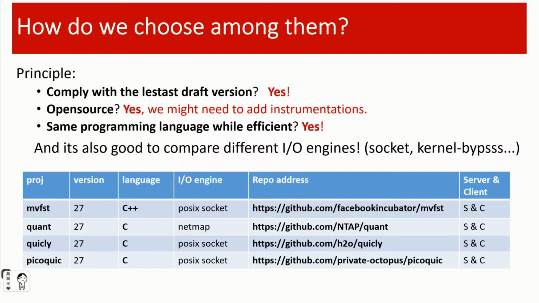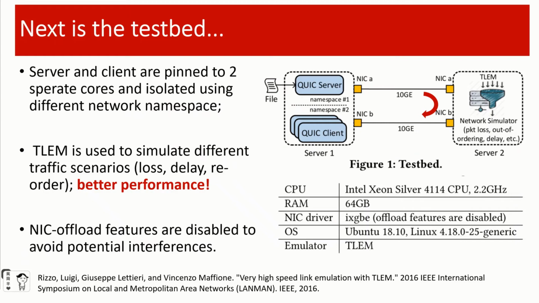So next is about the testbed. Our testbed setup is quite straightforward. We have 2 servers connected back to back, using 2 10G links, and both the QUIC server and the client run on server 1. On server 2 we installed a network simulator, which is TLEM, to connect the QUIC server and client, and also introduce some traffic scenarios like packet loss, packet delay, and packet out of order.